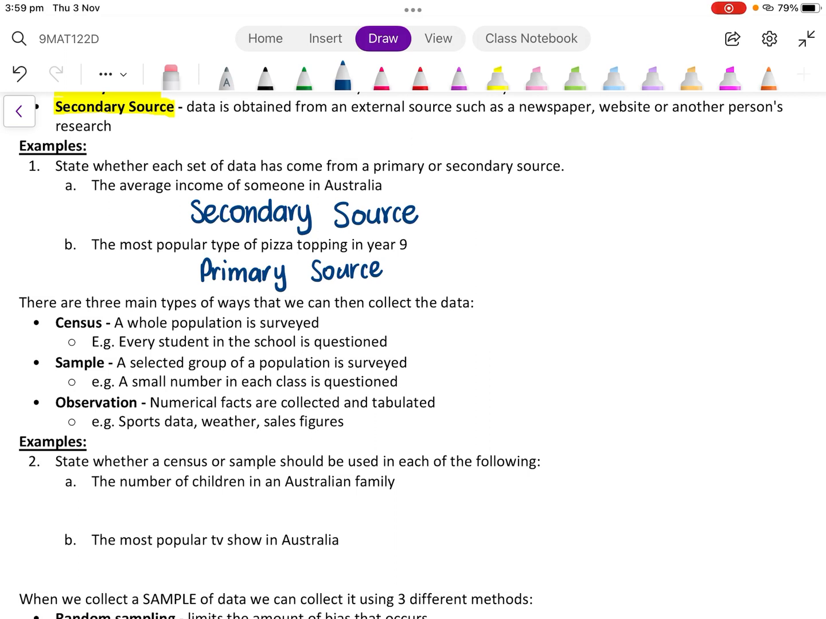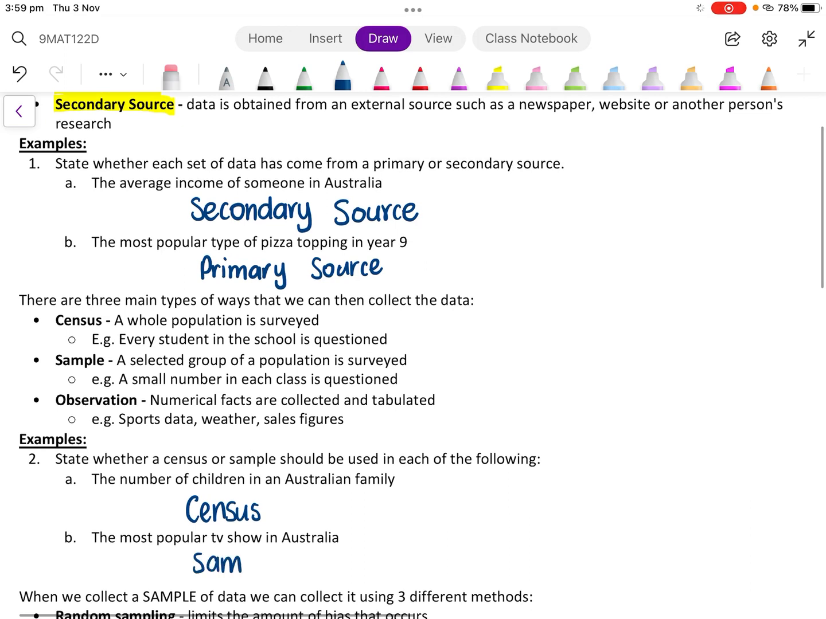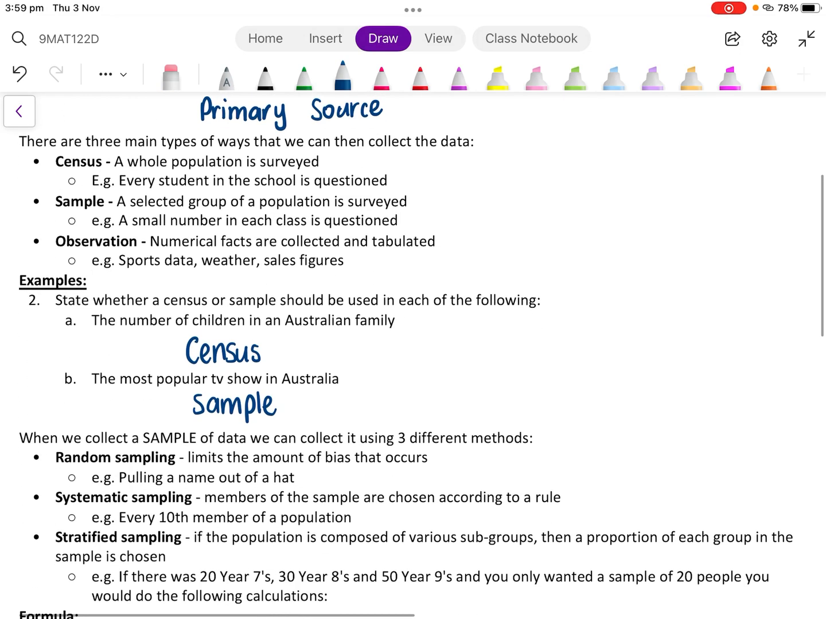Okay, so you should have discussed that the number of children in an Australian family would be done by a census. You probably have heard of a census before. There is the Australian census that happens every few years, where everyone in your household has to complete a form about who's living in your household. Now, for the most popular TV shows in Australia, you wouldn't ask the whole population. You just take a sample of the population of people in Australia and ask them what their favourite TV show is.